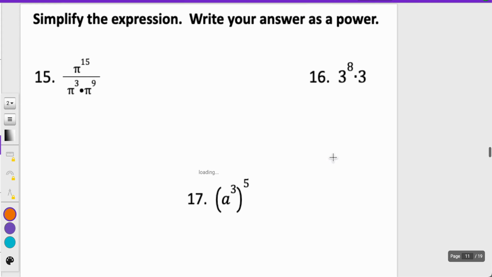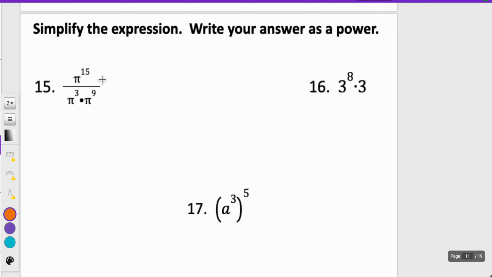Okay. Next up, simplifying the expression. Again, for this first one here, I kept pi to the 15th on top, and then pi to the 3rd times pi to the 9th is pi to the 12th. Then I can subtract my exponent since I have the same base. I'm going to get pi to the 3rd.